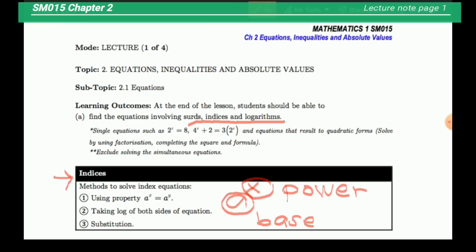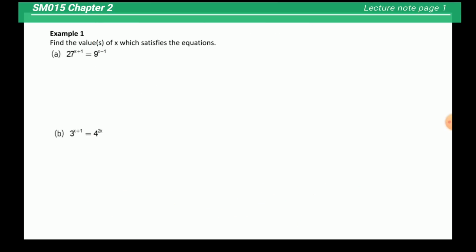There are three methods that we can use to solve an index equation. Firstly, by using the property that a to the power of x equals a to the power of y, or by taking the log of both sides of the equation, or we can simply use the method of substitution. For better understanding, let's check out the examples that we have here.